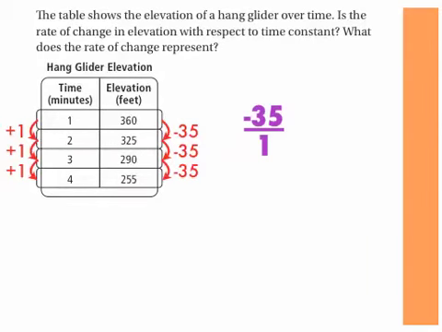And anytime you have negative 35 or a number over 1, you can write it as a whole number, but for this example I'm just going to keep it like this. This asks, what does the rate of change represent? So what does negative 35 over 1 represent? What it represents is the elevation of the hang glider is decreasing, because it's a negative 35, by 35 feet every minute that goes by. So for every minute that has passed, the hang glider's elevation is decreasing by 35 feet.